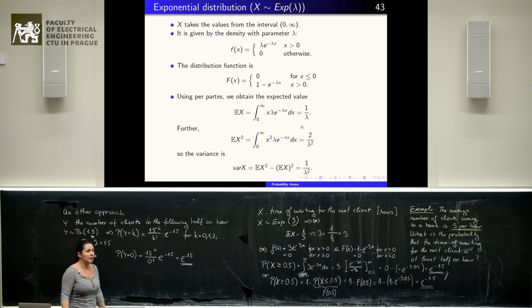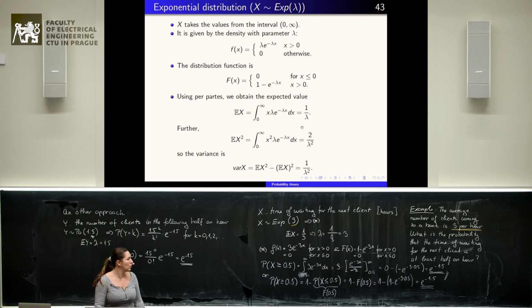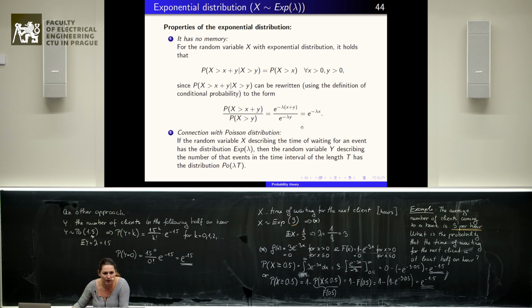So, even though the question is what is the probability that the time of waiting for an event is at least or at most a given number, we can use the random number describing the number of events. And it holds in general.